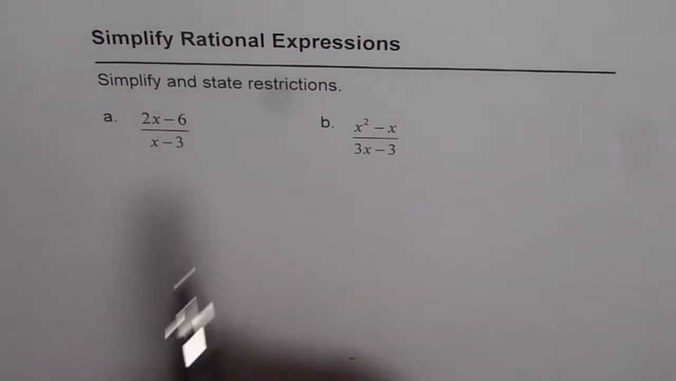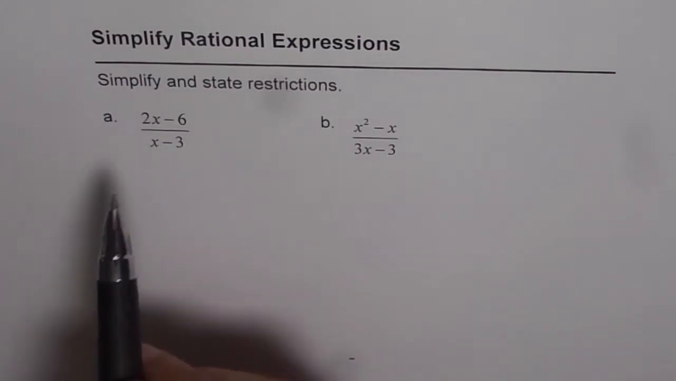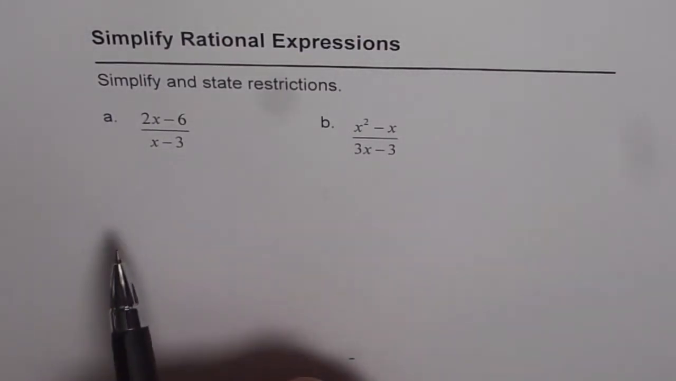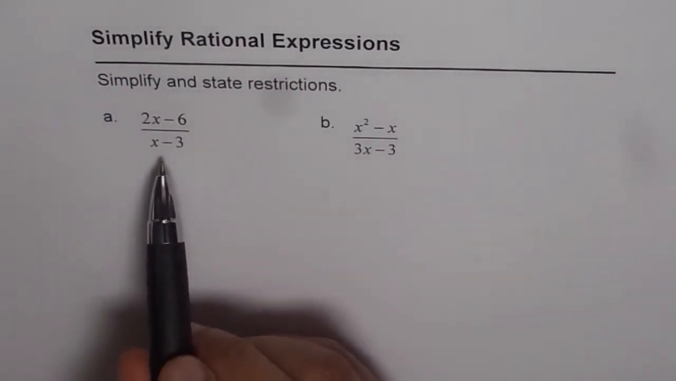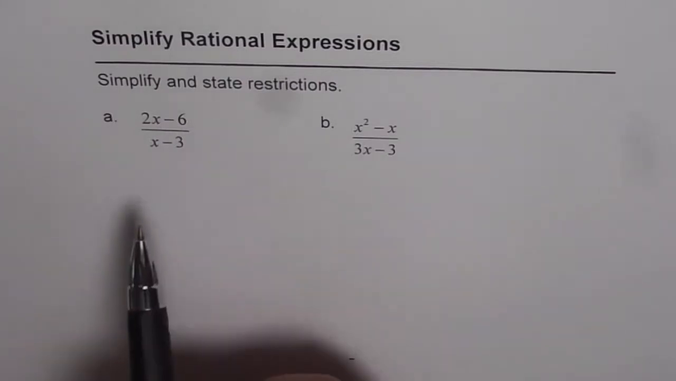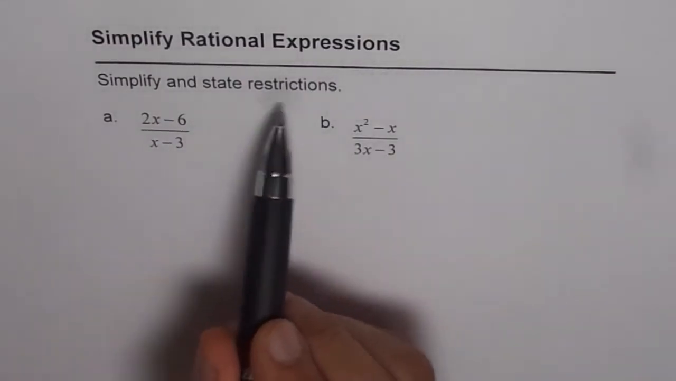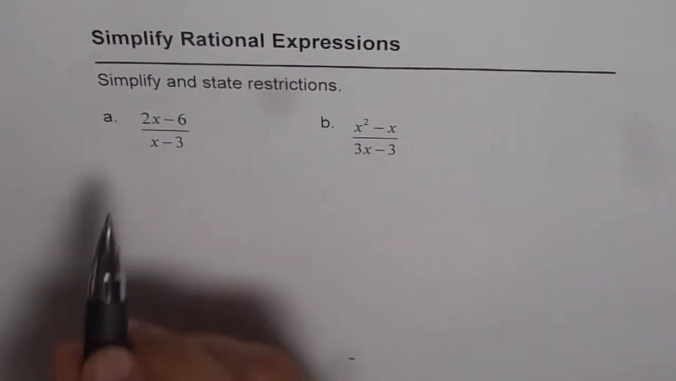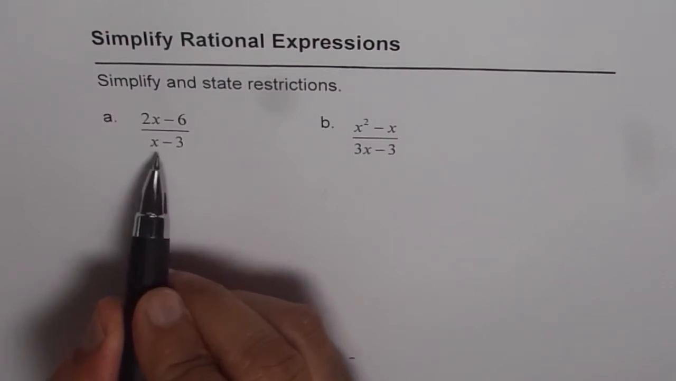And to state restrictions, we need to equate the denominator to 0, and all the values which make the denominator 0 will be part of the restriction, right? Since we cannot divide by 0. So in this question, let us first start with stating the restrictions. The denominator here is x minus 3.